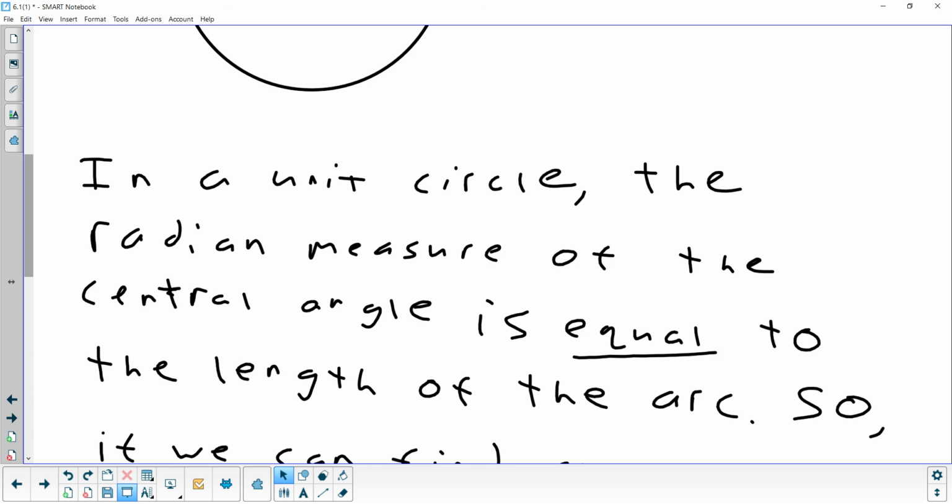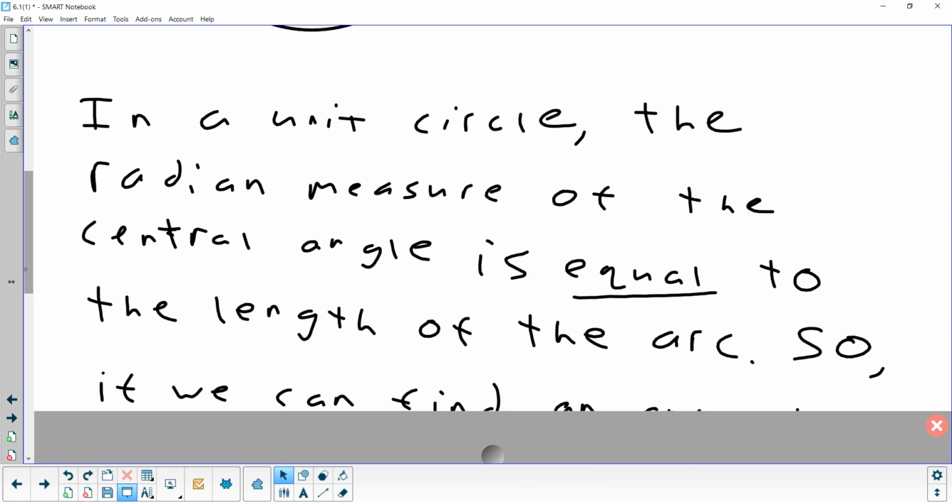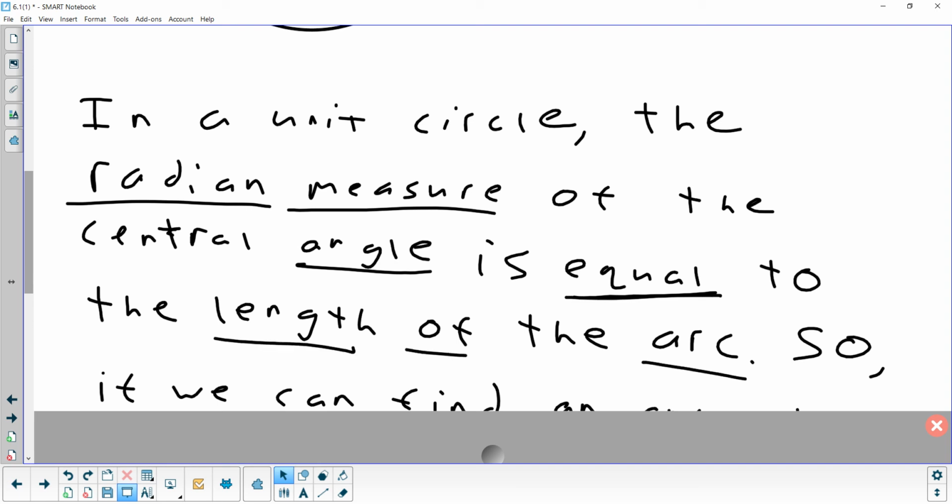Okay, so an example. Let's say you had a unit circle and your angle was 3 radians. Then your arc will also be 3, whatever, could be inches, feet, but it'll be 3. If your angle was 4.6 radians, the length of your arc will be 4.6. So what I'm saying here is the measure of the angle in radians is always the same as the length of the arc in a unit circle. That's the important piece.